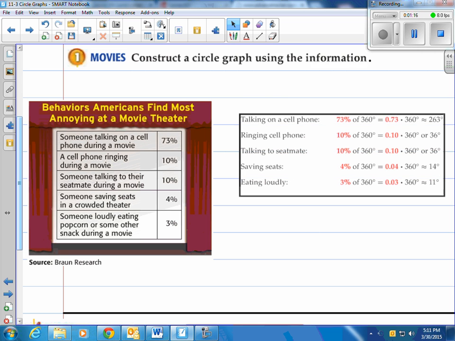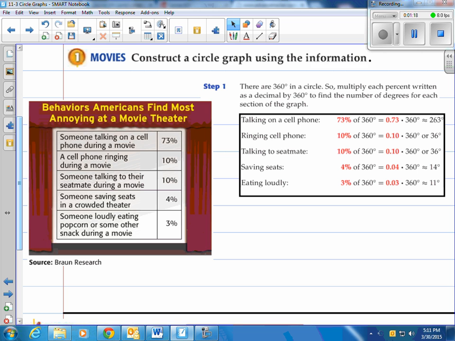So what's the first step? It says there are 360 degrees in a circle. So we multiply each percent, written as a decimal, by 360 degrees to find the number of degrees for each section of the graph. And that's what's inside the box. And that is your main goal today and what you need to be able to do.